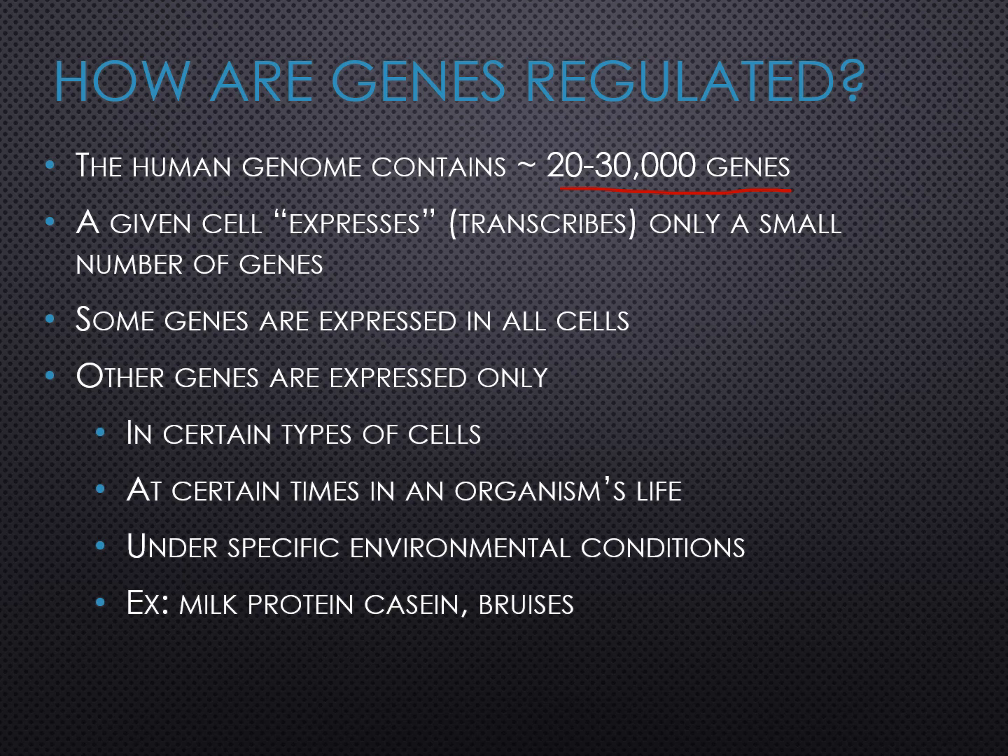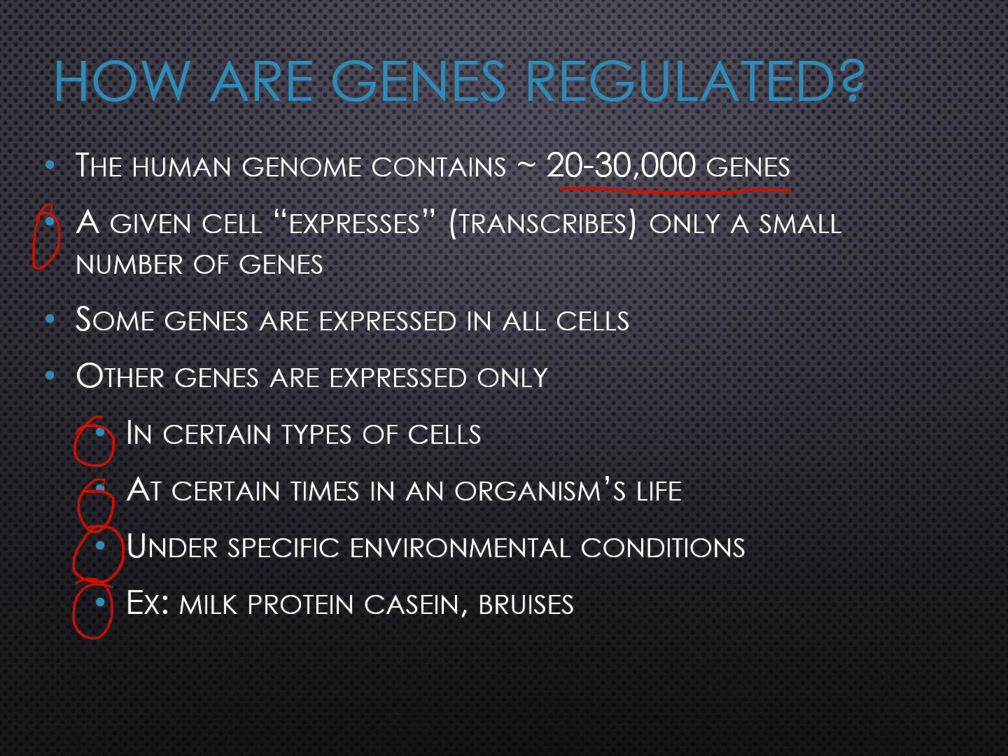And there's also a huge amount of DNA that doesn't code for a polypeptide, but still results in a change in phenotype, or a change in what the person looks like. So that's why we're really not sure, and it depends who you ask. A given cell expresses, or rather transcribes, only a small number of genes. Some genes are expressed in all cells, and other genes are expressed only in certain types of cells at certain times in an organism's life under specific environmental conditions.